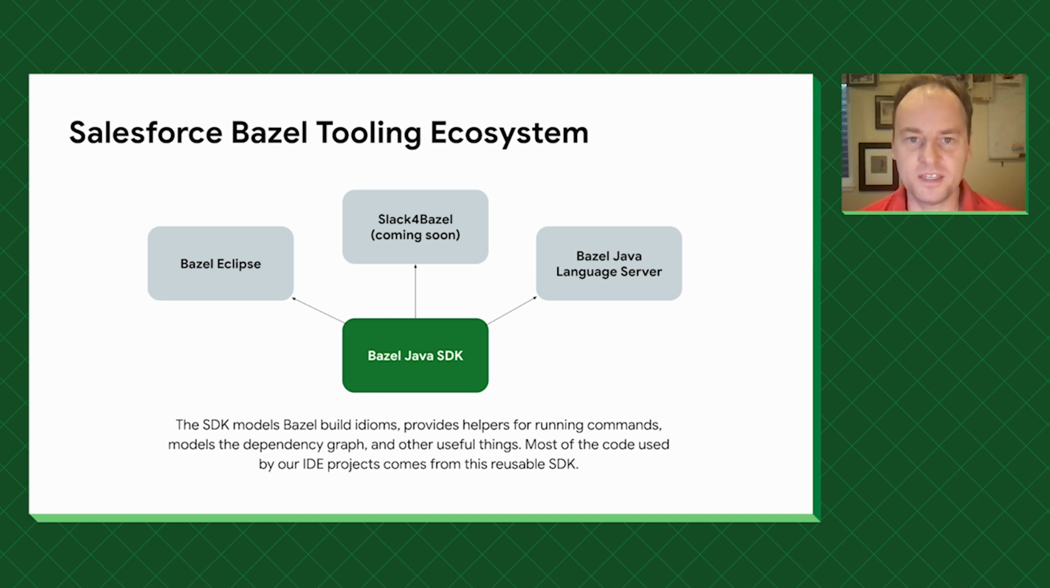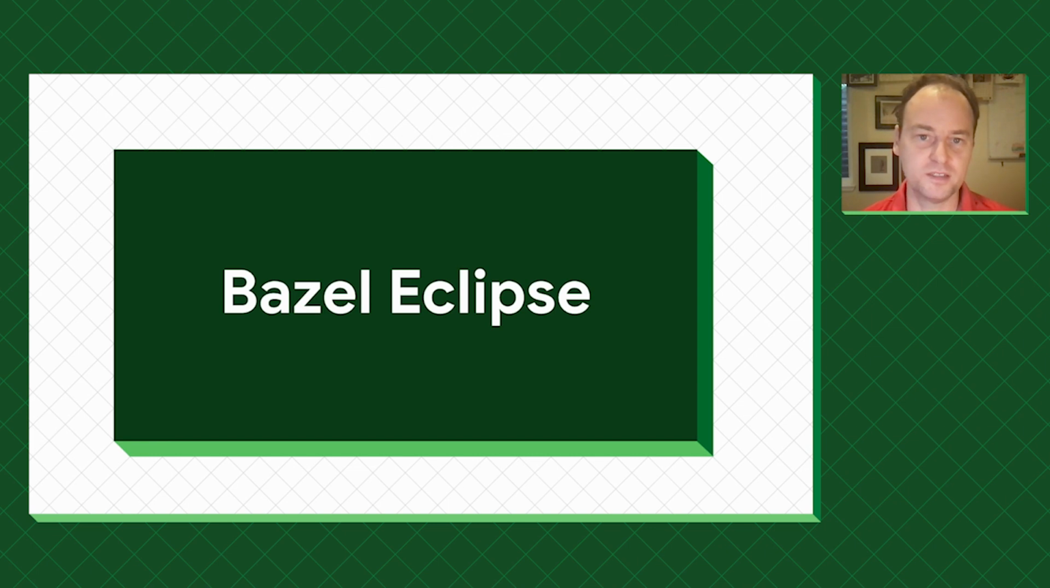The SDK is a Java library that models the Bazel build and makes it easy to invoke Bazel commands, for example. By centralizing it in that SDK, we share almost all of the code across these projects and other projects too. We have a Slack integration with Bazel internally, and that also uses the SDK. So it's a really powerful centralized library for working with Bazel. I'm going to talk about Bazel Eclipse first, and then Gunnar will come in later and talk about the language server in VS Code.